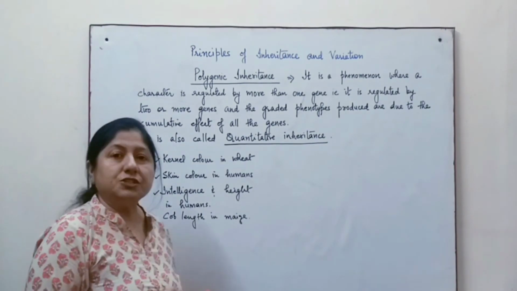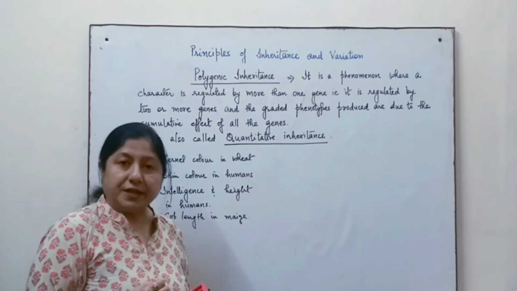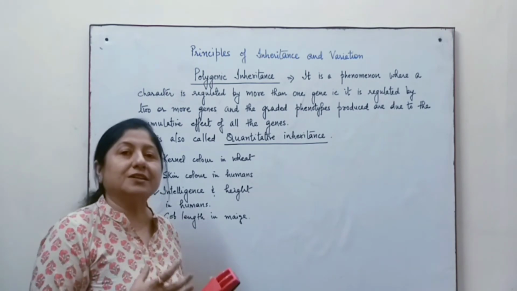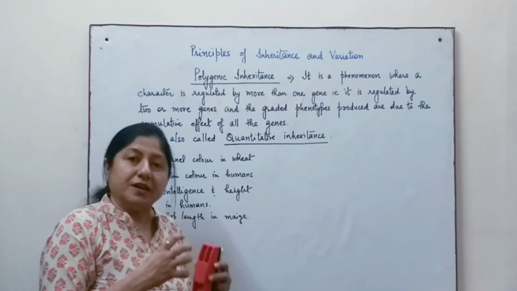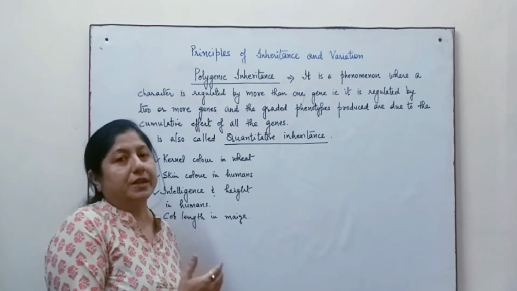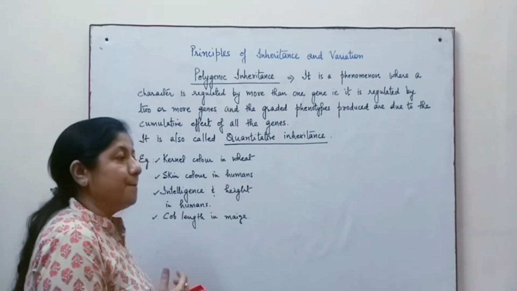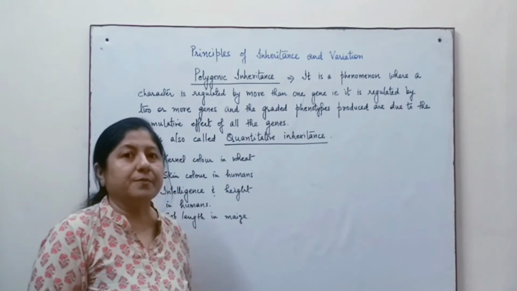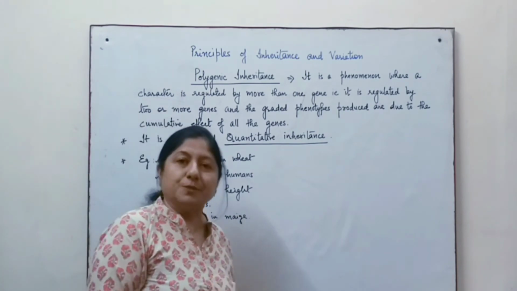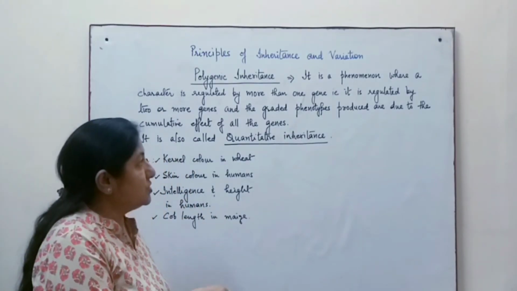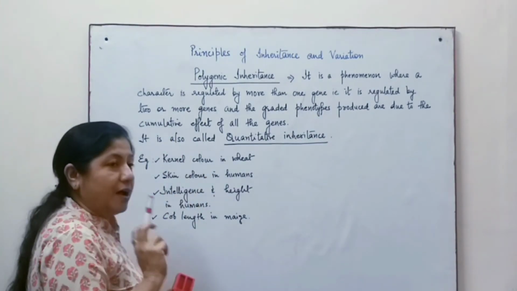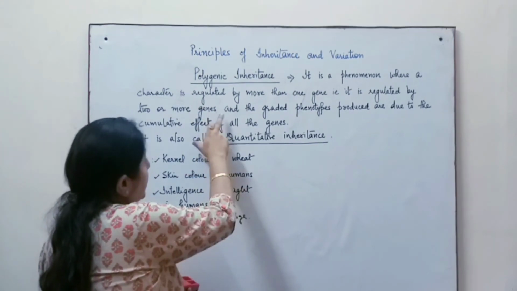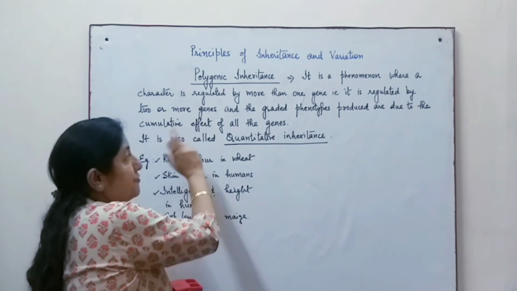In polygenic inheritance, a particular trait or phenotype is affected by two or more genes, and it is the cumulative or additive effect of all the genes that brings about the gradations. Since many genes are involved in the regulation of one phenotype, those genes are known as multiple genes or polygenes. So polygenes are all those genes which regulate a particular phenotype, and this effect is brought about by the cumulative effect of all the genes.